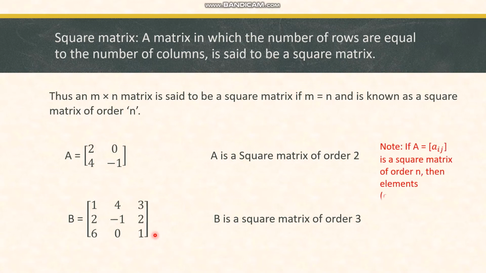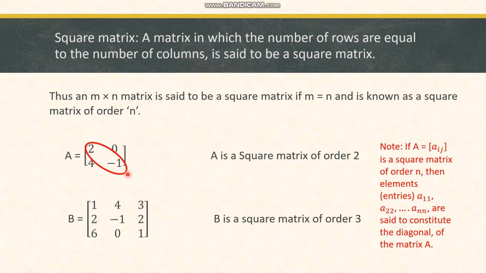Note one thing, that a square matrix of order n has the elements on its diagonal as A11, A22, and so on to Ann, and these elements are called the diagonal of the matrix. Like here, if you see 2 and minus 1, they constitute the diagonal of matrix A, and here in matrix B, 1, minus 1 and 1 are the diagonal elements. So they are the diagonal elements or diagonal of the matrix.